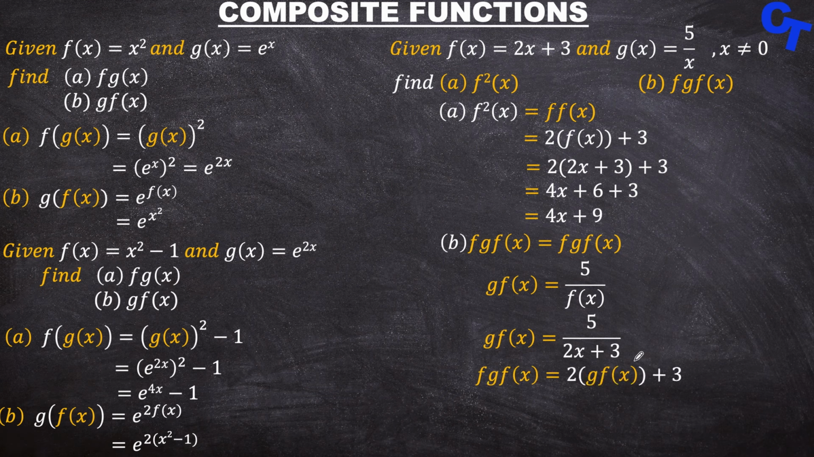And this one is right here, we have nothing to worry about. So let's just simplify here and substitute it. So we're going to have 2 times 5 over 2x plus 3, and plus 3. So I'm just going to say 2 times 10. I think that is good. We can leave it in this form if you want, or we can just simplify it and make it a single fraction. It doesn't matter. So that's all for the composite functions. If you have any question, put it in the description.